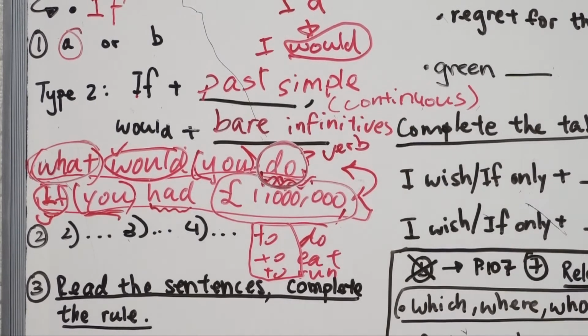B-A-R-E, infinitives. Very many I's. Bare means without. Without what? Without ing. Without to. Just do, eat, and run. Bare infinitives. No change to the verbs.